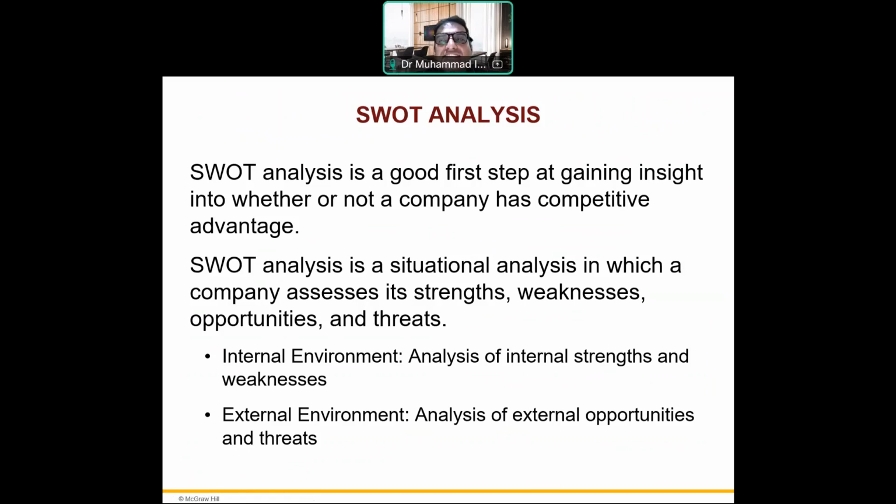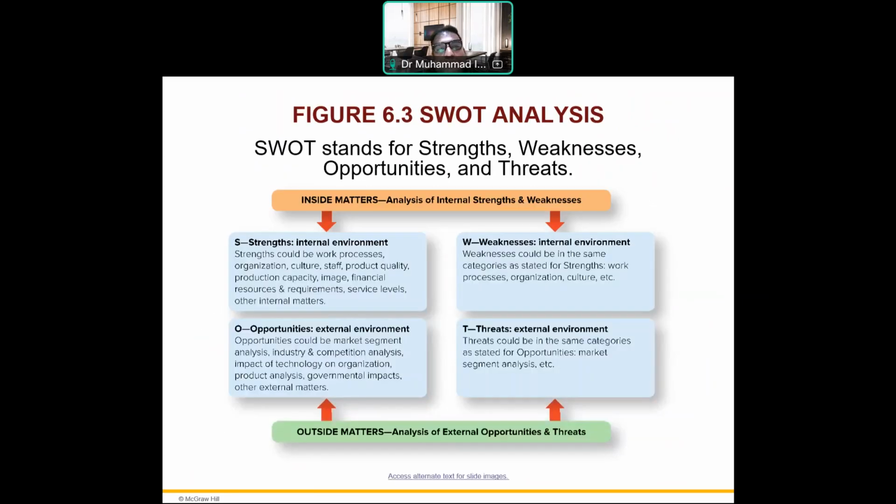Internal environment means inside our company, what is going on. Our policies, our management style, our organization culture are all part of the internal environment. What is the external environment? The market, competition, taxes, inflation, natural environment, each and everything belongs to the external environment. So the internal environment, analysis of internal strengths and weaknesses, totally belongs to the company. It's called SW. Then OT is the external environment, analysis of external opportunities and threats. Here is a pictorial demonstration, try to understand in more detail.